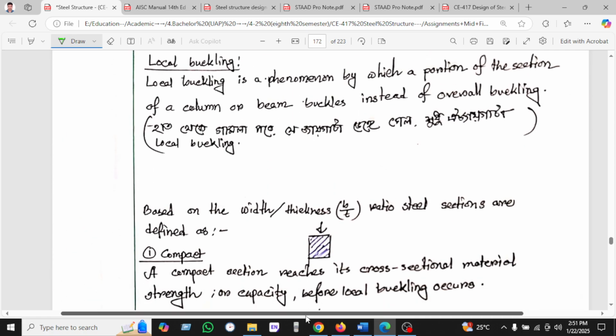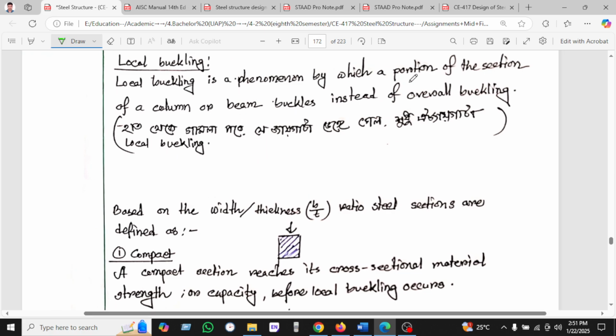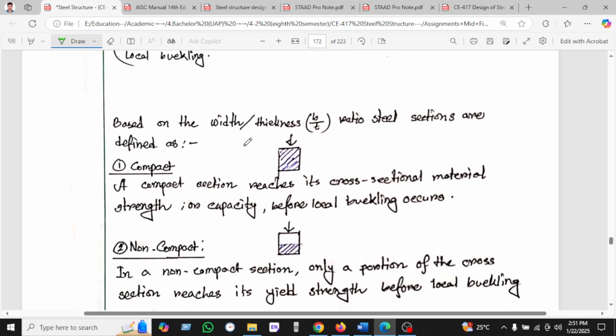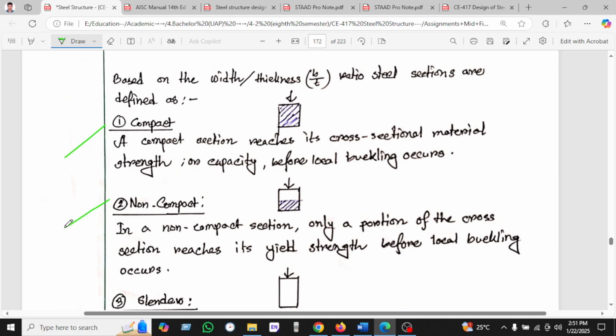So let's see, here is local buckling. Local buckling is a phenomenon by which a portion of the section of a column or beam buckles instead of the overall member buckling. Based on the width-to-thickness ratio, the section is either a compact section or a non-compact section.